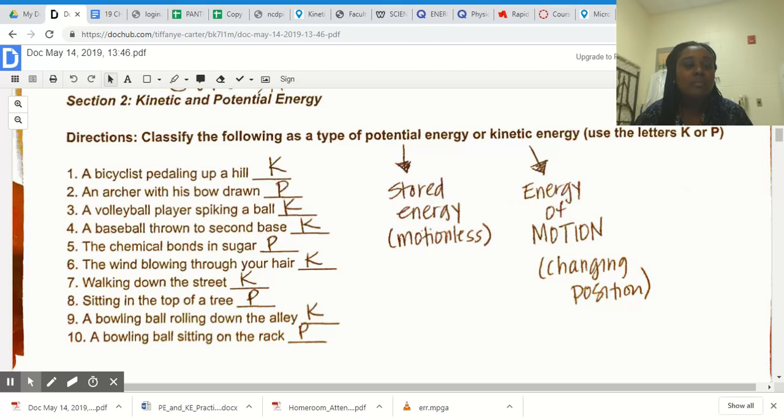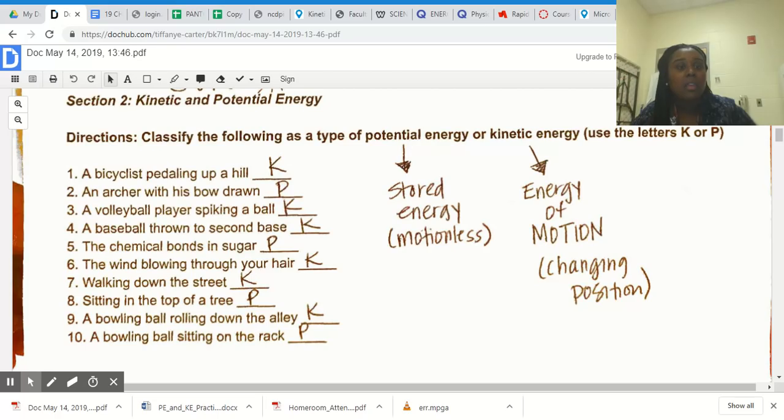Number 6, the wind blowing through the air. So we know wind is moving air. So because the wind is moving, it is kinetic, people. All right. Number 7, walking down the street. If I am walking, I am moving. So that means that that person is going to have kinetic energy.